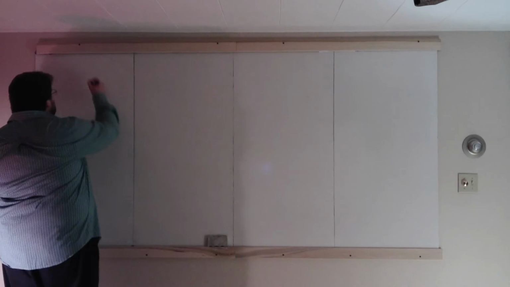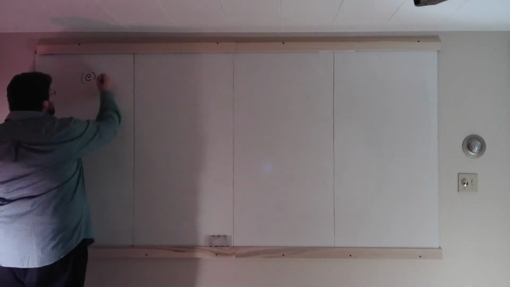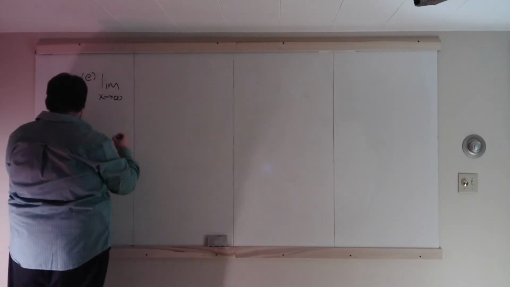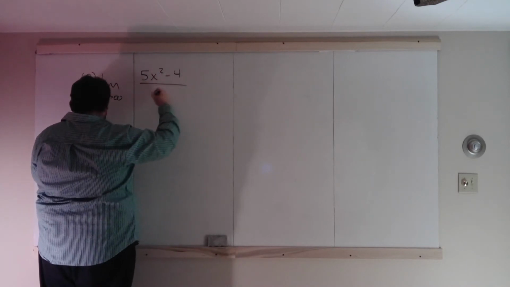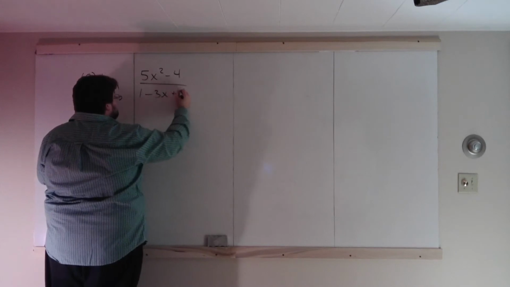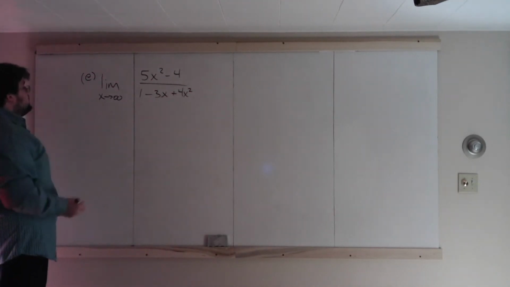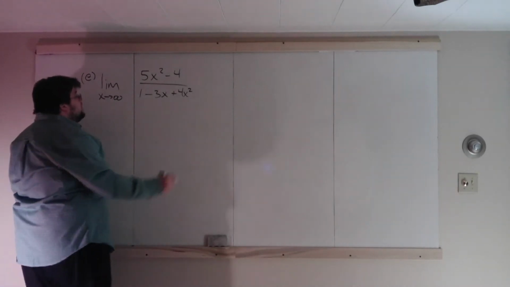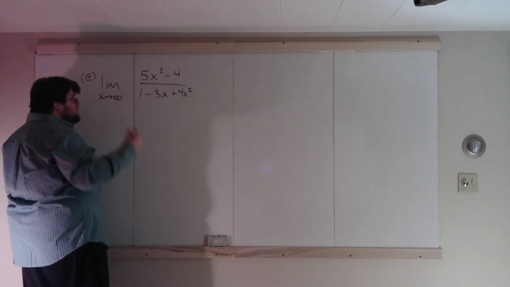Next, part E. What do we have for part E? Limit, as x goes to infinity, of (5x squared minus 4) over (1 minus 3x plus 4x squared). So right here, what we're going to do is look at, we have a limit as x goes to infinity of a rational function. We'll look at the largest exponent on the bottom, and we'll use that to simplify this.